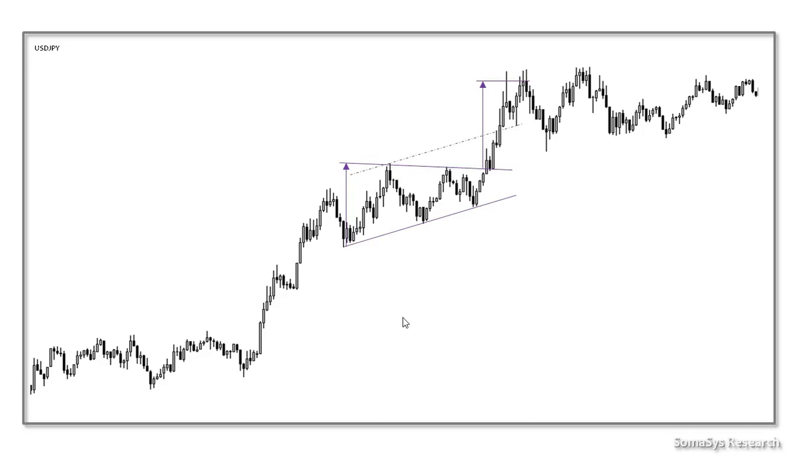Remember, you should never look for a perfect symmetry. The main idea is to find two converging lines. One line is derived joining lower highs and another is derived joining higher lows. They should look symmetrical but not maintain perfect symmetry.